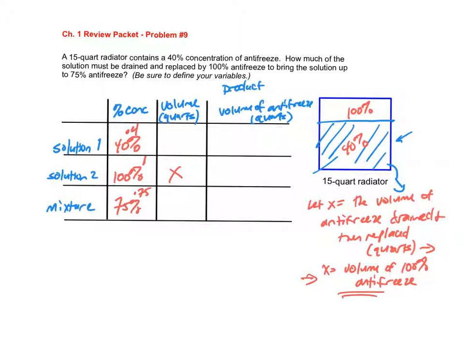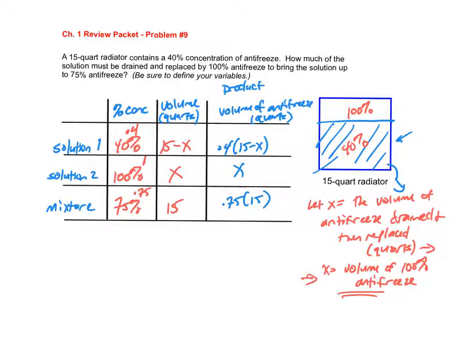The mixture is actually taking up the entire radiator, so that's going to be a volume of 15 quarts, leaving solution 1, the amount of 40% that we have, as 15 minus x. Now we're going to multiply across. So we have 0.4 times 15 minus x, 1 times x, which will be x, and 0.75 times 15.